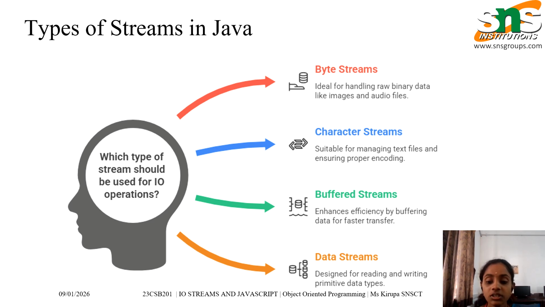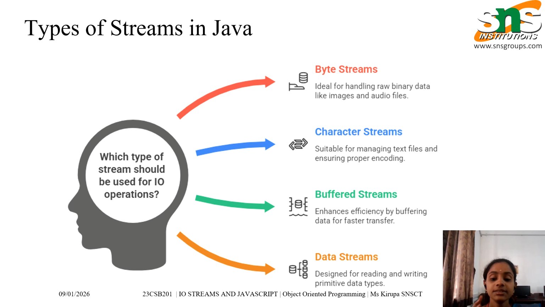The next one is buffered streams. Buffered streams improve performance by storing data in a buffer before reading or writing. This reduces the number of IO operations and makes programs faster. Examples are BufferedInputStream, BufferedOutputStream, BufferedReader, and BufferedWriter. These are all buffered streams. We use them when handling large amounts of data efficiently.